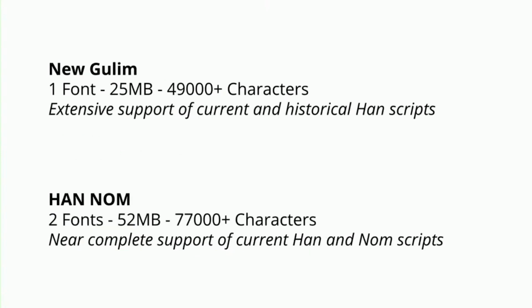So New Guilin is a font that largely supports most of the current and historical Han scripts. So it also includes Japanese katakana and a couple of other more modern scripts, Hangul, which is modern Korean. But it will basically allow anyone from the China, Japan, Korea region to be able to write in traditional or modern scripts. Han Nom is similar, but it's more comprehensive. The difference is it also has the Nom scripts, which is the traditional Vietnamese writing script as well.